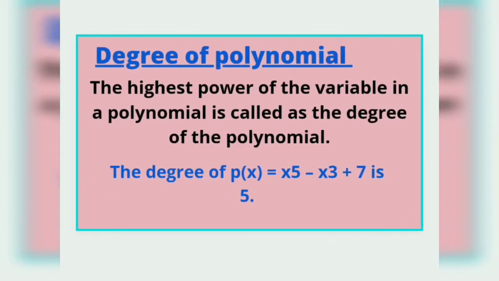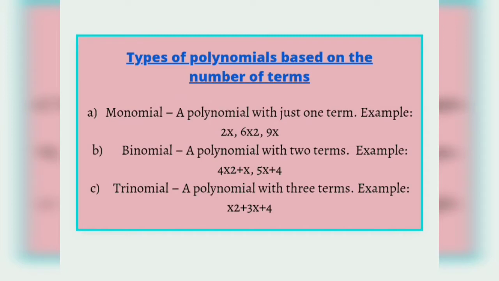We move to the next one, that is types of polynomials based on number of terms. If we have one term, two terms, or three terms, on the basis of this also we have some polynomials. I read the first one, monomial. By the name itself we can find out that mono means one. So a polynomial with just one term is known as monomial. Bi means two, so a polynomial with two terms is known as binomial, and tri means three. So a polynomial with three terms is known as trinomial.